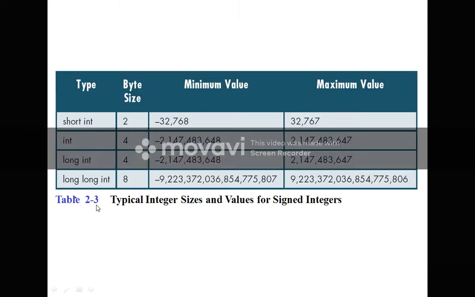This table gives us an example or range of that particular integer data type. Short has a byte size of 2, integer has a byte size of 4, long int has a byte size of 4, and long long int has a byte size of 8. The range or the limit is given here. This limit shows up to which number we can store a value in that particular data type.